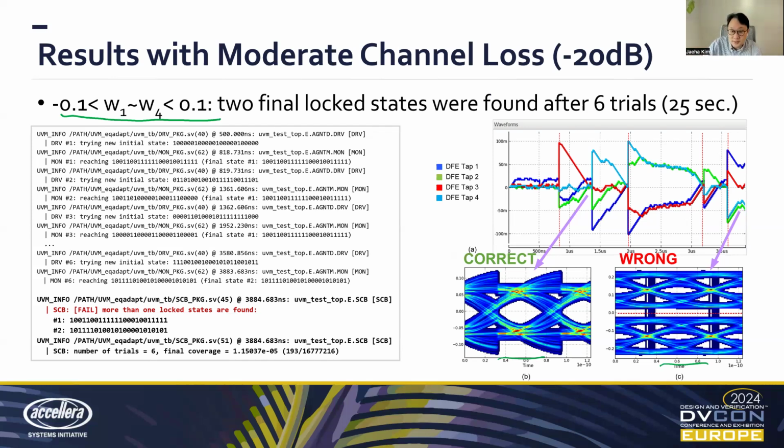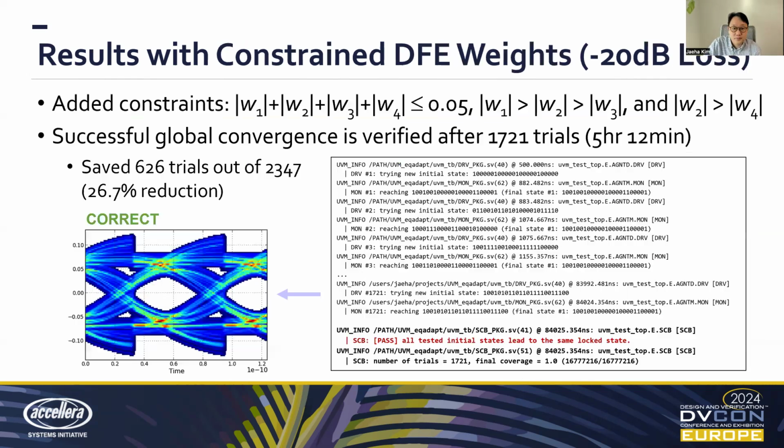They kind of give you a limit cycle behavior around this adaptation feedback loop. Okay. So knowing there is a problem, we constrain the range of the initial value that the DFE weight can have. So for example, we constrain the sum of the absolute value of the coefficients to be less than 0.05, of course, when they're converted into an analog value. And then we force their magnitude to be in a descending order. W1 has to be greater than W2, and W2 has to be greater than W3 and W4.